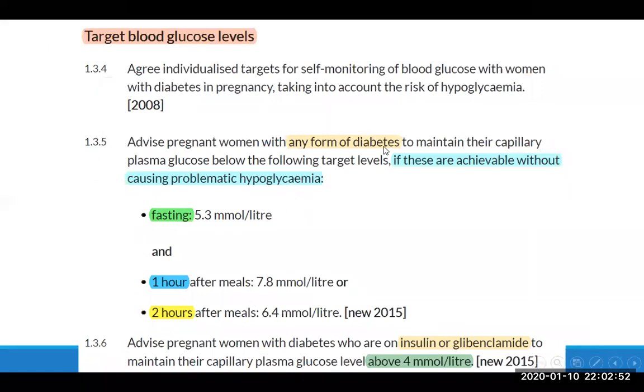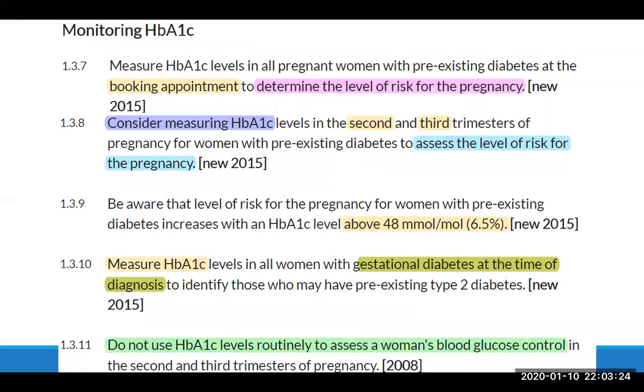The target, as we mentioned, for all cases of diabetes: fasting 5.3, 1 hour 7.8. This is the diagnostic criteria for GDM according to NICE: 2 hour after meal 6.4. This number is actually the same as the American Diabetes recommendation, and they also recommend in any patient receiving insulin to maintain blood glucose more than 4, because if less than 4, it is hypoglycemia according to this guideline.